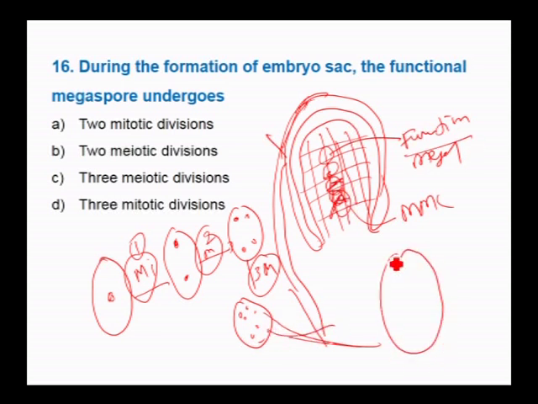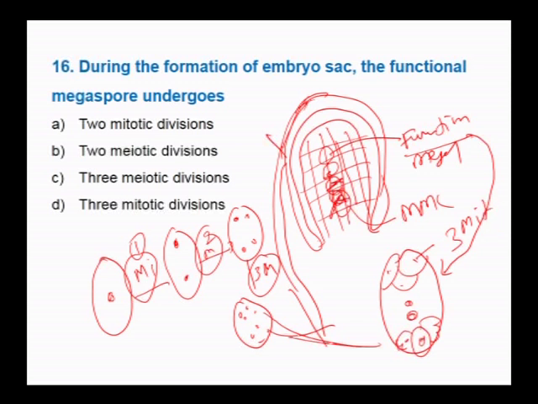Once the 8 nuclei are formed, 2 nuclei move to the center, which are called polar nuclei as they move from the poles, and these 3 are called antipodals, polar nuclei, and here the egg apparatus is having an egg cell and 2 synergids with the filiform apparatus. Therefore, a functional megaspore develops into a mature embryo sac by undergoing 3 mitotic divisions.